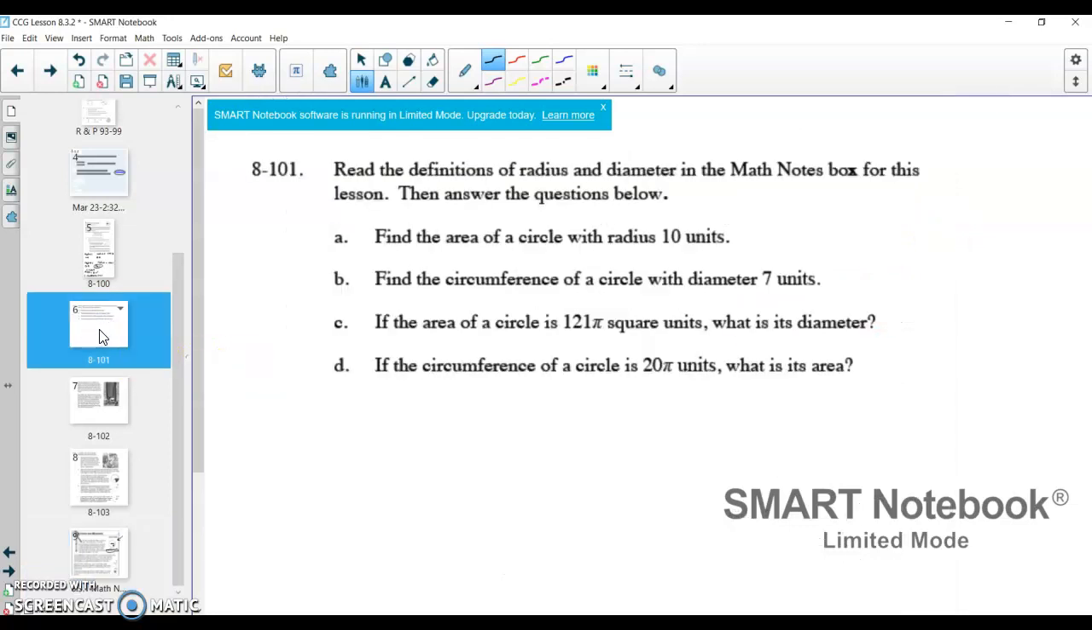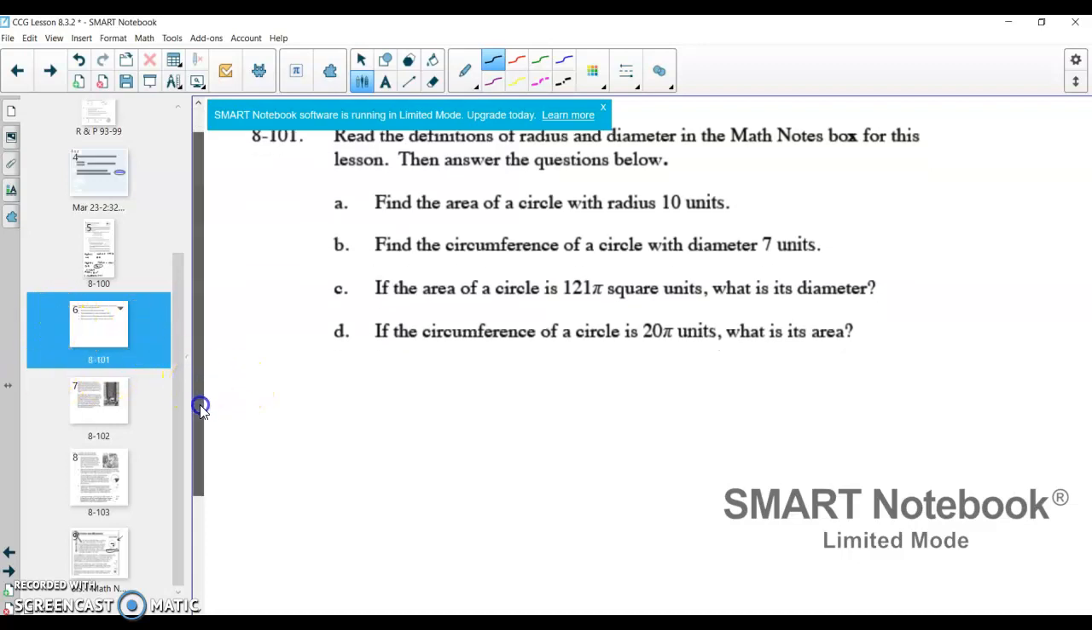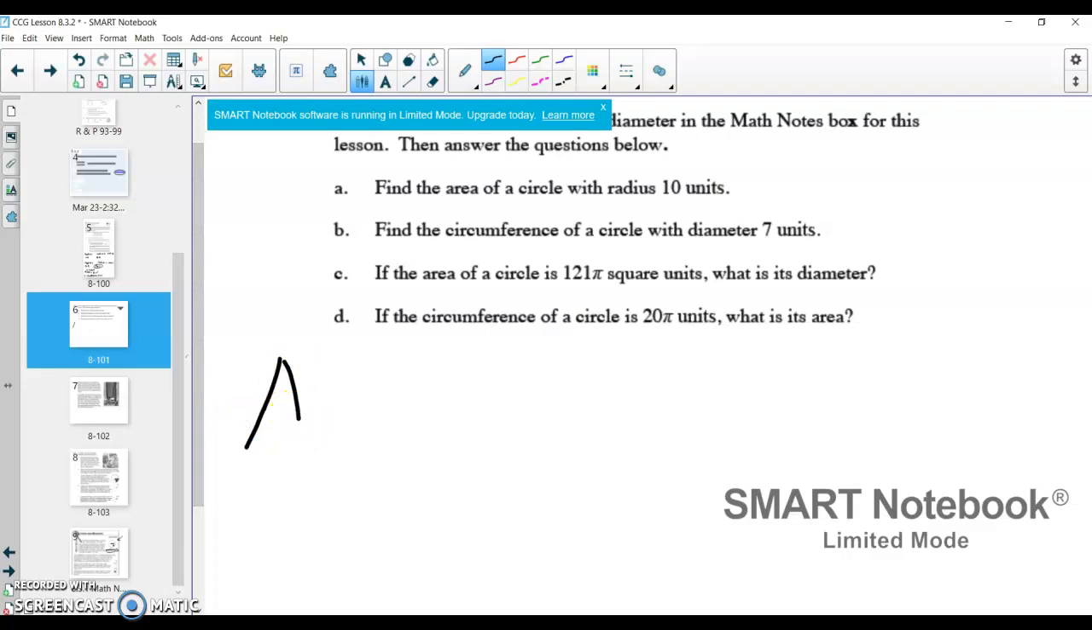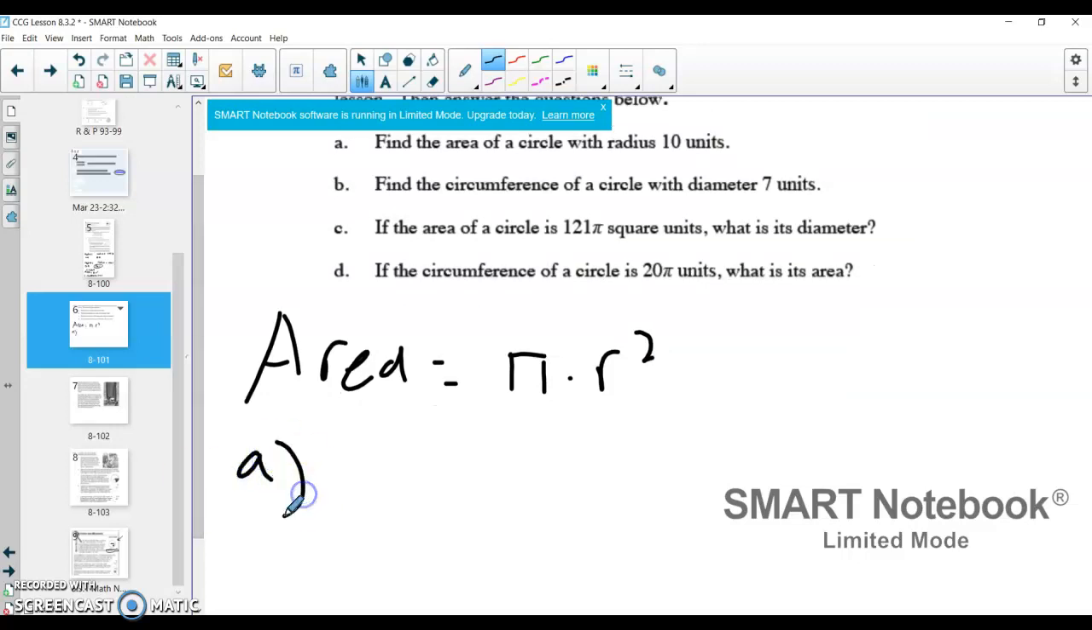All right, 8.101. So we know these equations now, and so we can do these problems somewhat quickly. In A, it says find the area of a circle with radius 10. Well, we know the area formula now from the last problem. So the area formula is pi times r squared. They're telling me in part A that the radius is 10, and so I can just plug in 10 for my r, and I get pi times 10 squared, which gives me 100 pi. Not bad.